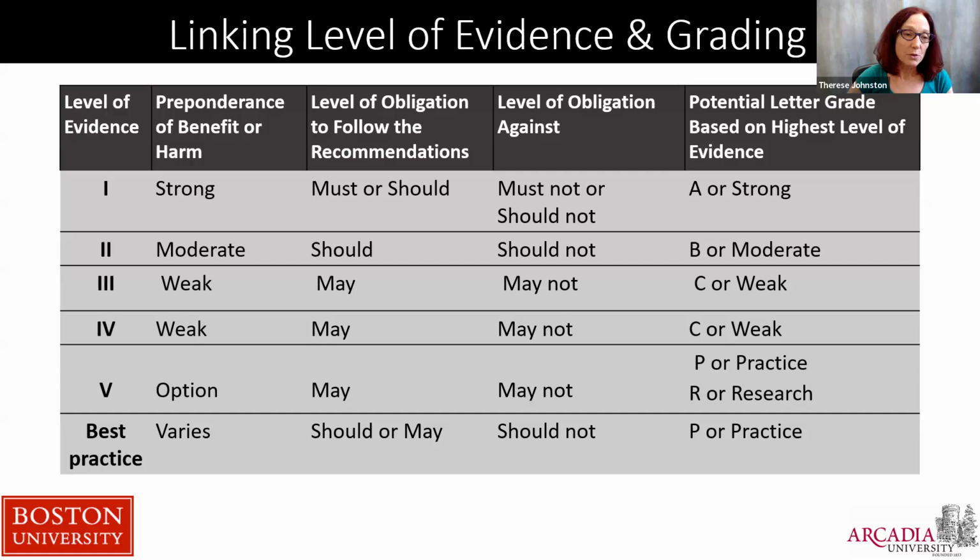So if we scroll down to number 4, so level of evidence 4, this would be where we have weaker evidence for preponderance of benefit or harm. And here's where we choose our may statement. And some of the differentiating factors here is that in 1, we tend to have more randomized control trials, whereas in 4, we often are finding that there's no more than cohort type of studies.